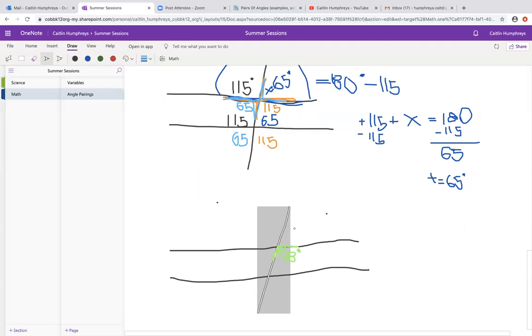All right, tell me the other 7 angle measurements if the bottom right is 98 degrees.